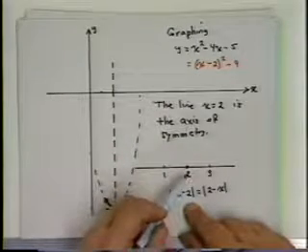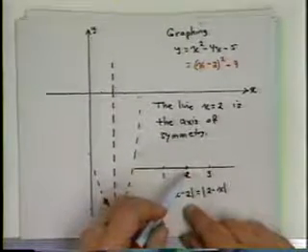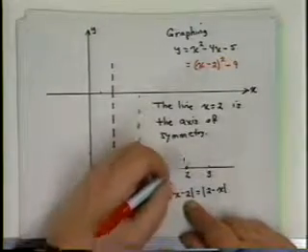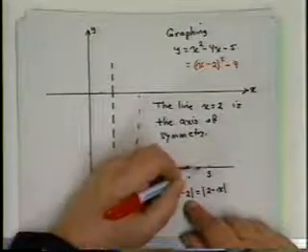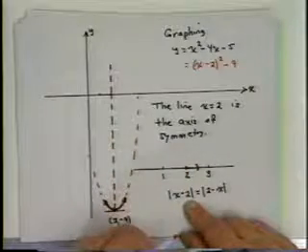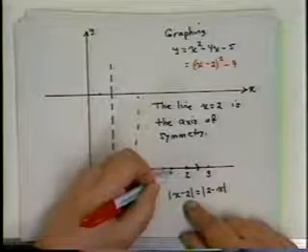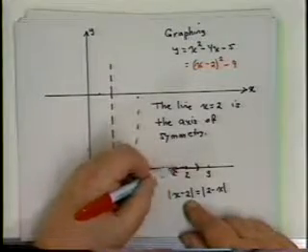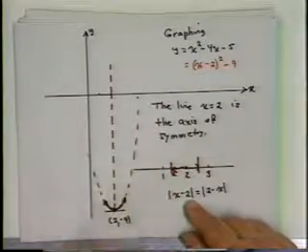So it doesn't matter whether I'm talking about x minus 2 or whether I'm talking about 2 minus x. In other words, x minus 2 would look like this. 2 minus x would look like this. But you see, these are both what? The same distance from 2.